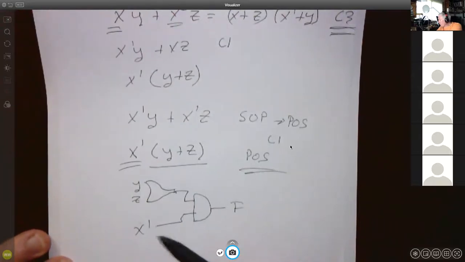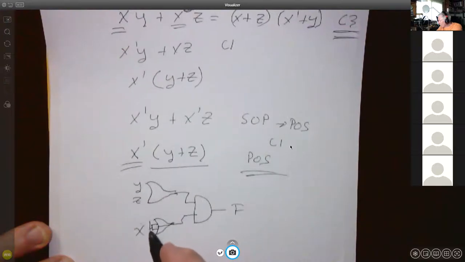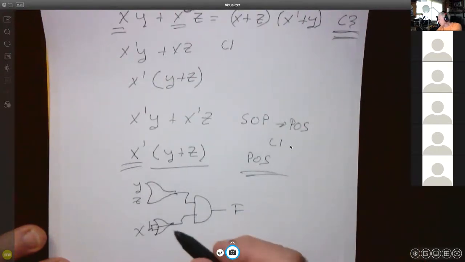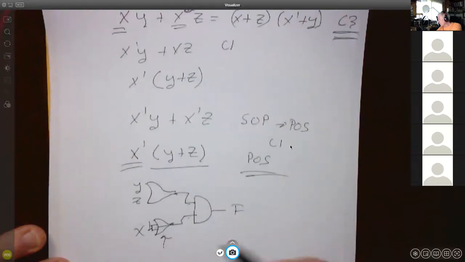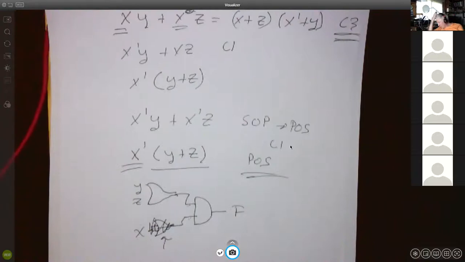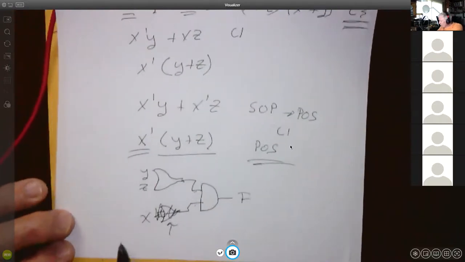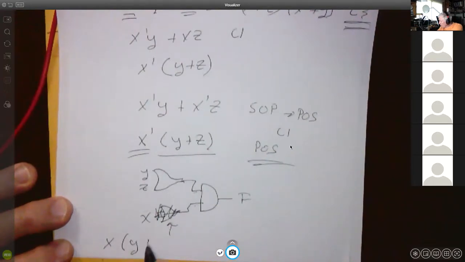If you really feel like you have to have a gate here, you can put a gate with two inputs, tie them together, and put X prime into both. Sometimes we do this when we want to make sure that the timing of the signals arriving here is always the same. So we might actually put a gate in here because we don't want this X getting there sooner than the output of this gate. But that varies. So this would be represented as X ANDed with Y ORed with Z.